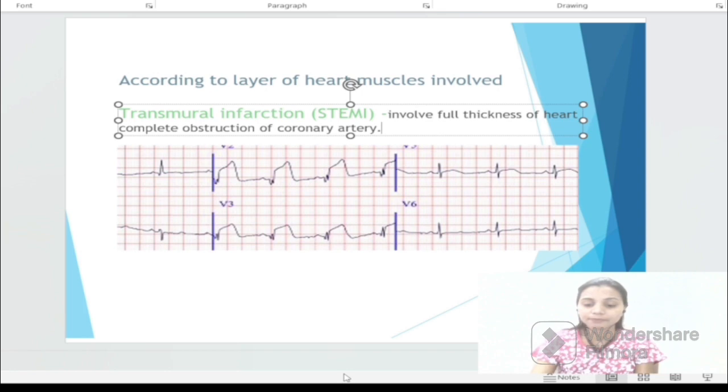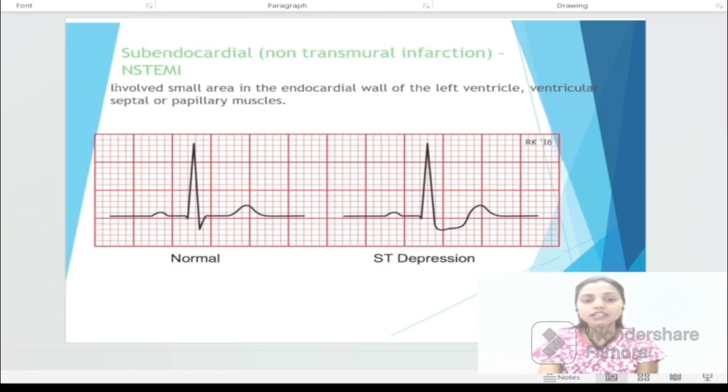Now, the next one is another classification. Okay. So the next one is subendocardial or non-transmural infarction. The second one is subendocardial and non-transmural infarction. It is also known as non-ST segment elevation MI. It involves a small area in the endocardial wall of the left ventricle and the ventricular septal or papillary muscles. In these conditions, it involves a small area of the endocardial wall of the left ventricle.